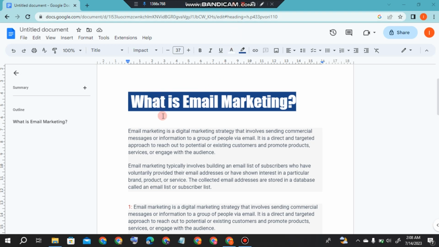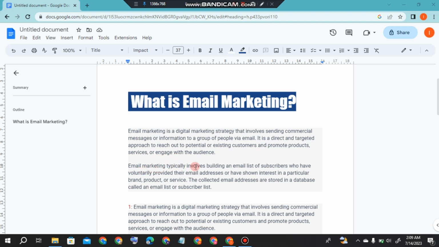So let's start. Email marketing is a digital marketing strategy that involves sending commercial messages or information to a group of people via email. It is a direct and targeted approach to reach out to potential or existing customers and promote products, services, or engage with the audience.